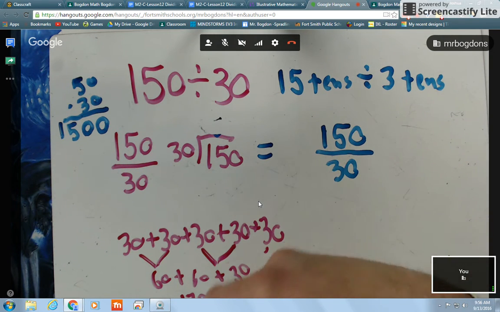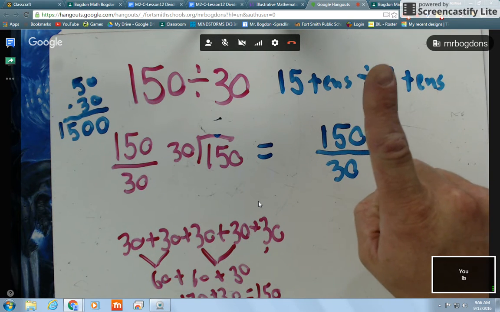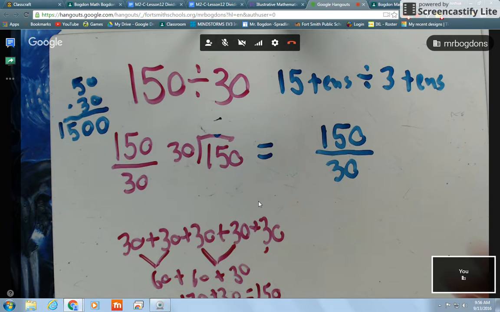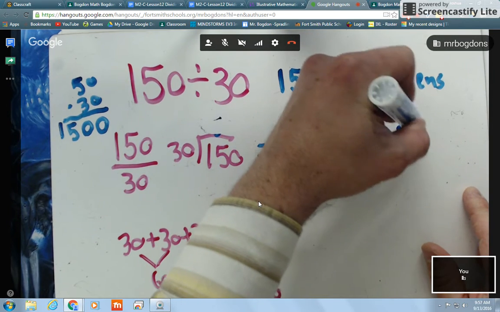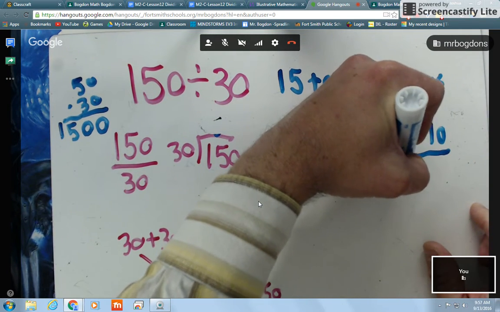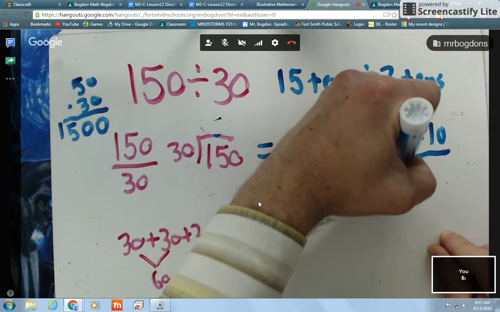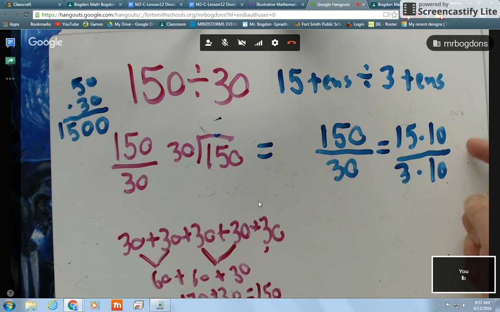I can cancel it out because anything divided by itself is always going to be 1, unless it's a 0, and then it will be a 0, just to throw me off. So I know that this is the same as saying 15 times 10 is equal to 150. 3 times 10 is equal to 30. Does everyone see the 10 divided by 10? If you're not looking at this right now, you're really kind of just putting yourself at a big disadvantage.